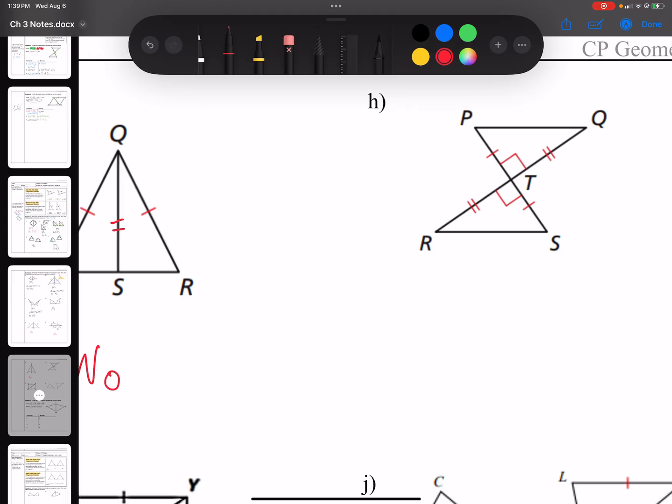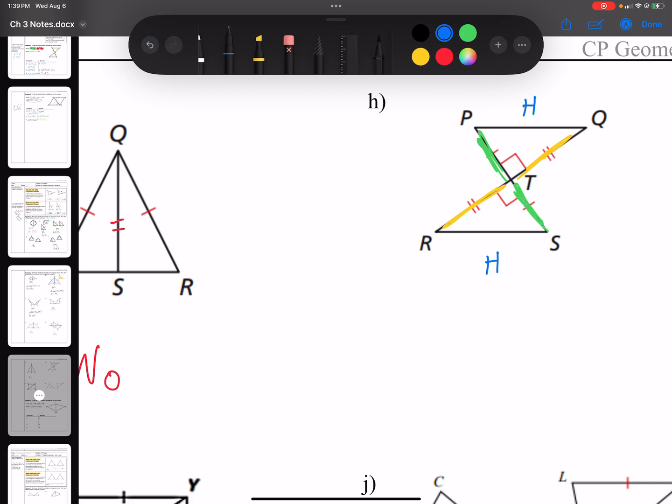Now these are right triangles, so probably my best bet is to label the hypotenuse H. And notice that the hypotenuse doesn't have a mark on it, so I cannot use hypotenuse leg to show that these triangles are congruent. However, they do have two pairs of equal sides.